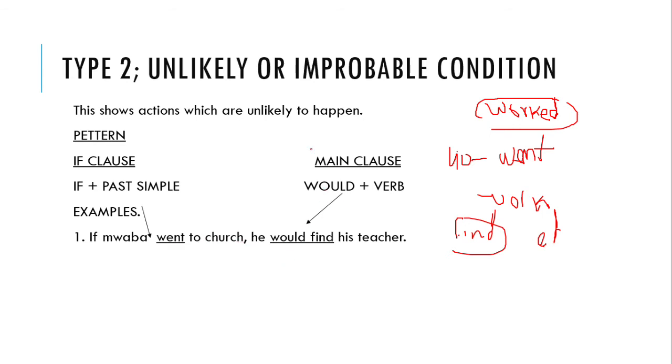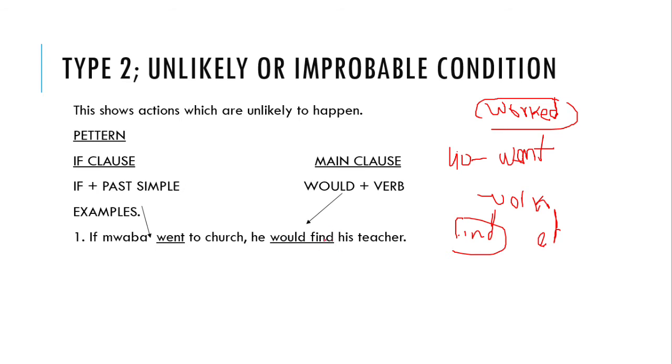what do we have in the main clause of the improbable condition? It's the word would first. Just after the pronoun or the noun, you should have the would. Would plus the verb. The verb is what? Find. In its positive form. Not in past, not in future, not in present, but in its positive form. He would find his teacher. Done. If Mwaba went to church, he would find his teacher. Just would, and the verb in positive.